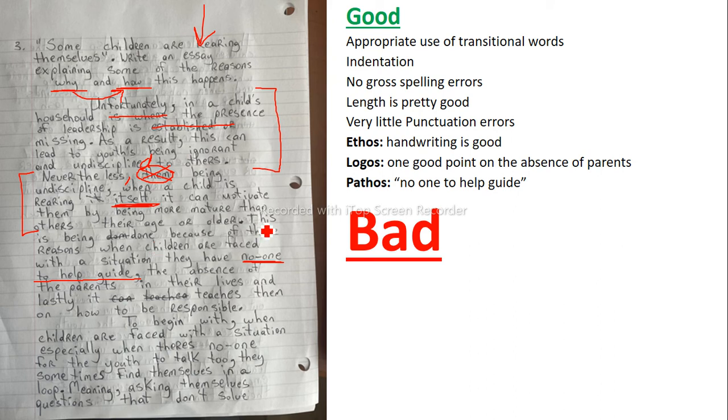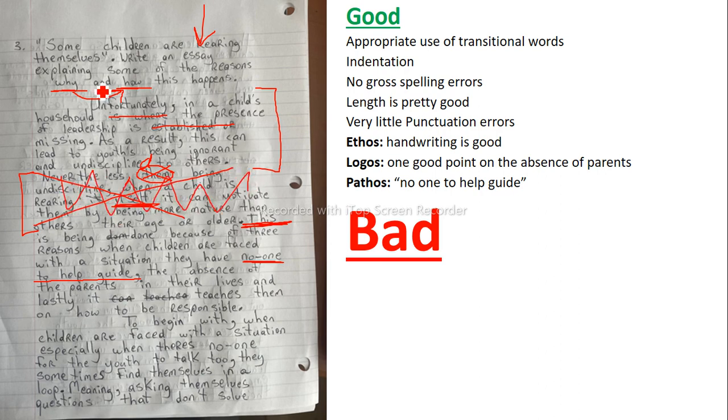And don't ever start a sentence with this. State exactly what you're talking about. So you mean the children rearing themselves is being done. You could change that to that. But this whole thing right here, you don't need this. This is not needed at all.